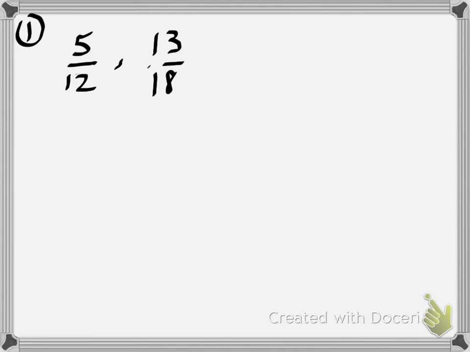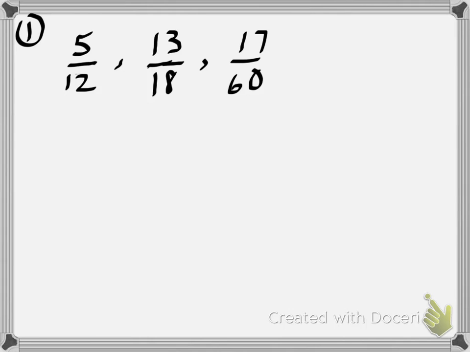So our first one, they're giving us 3 fractions, 5/7, 5/12, then 13/18, and then 17/60. So we want a least common denominator.